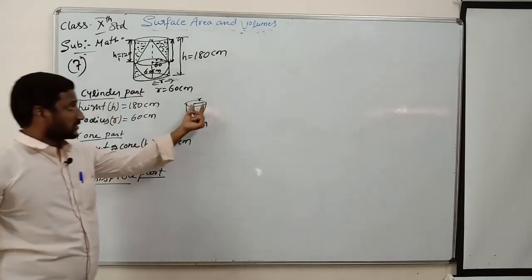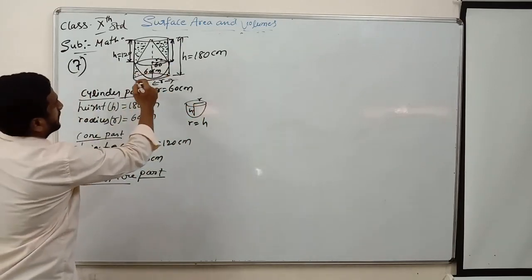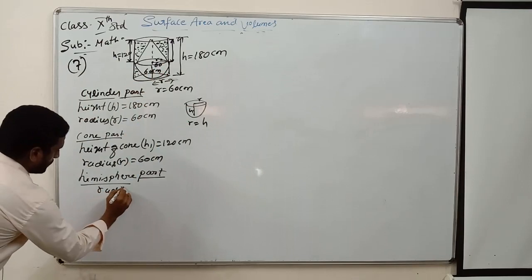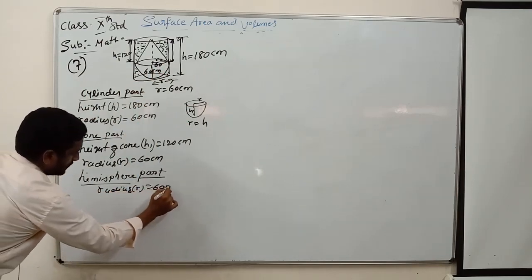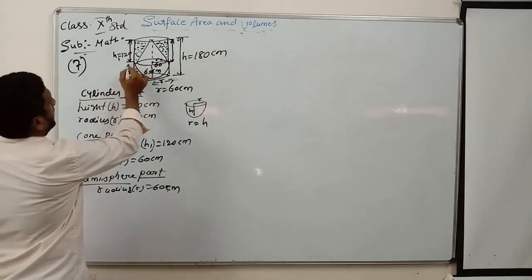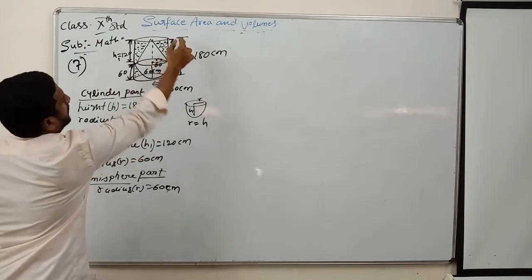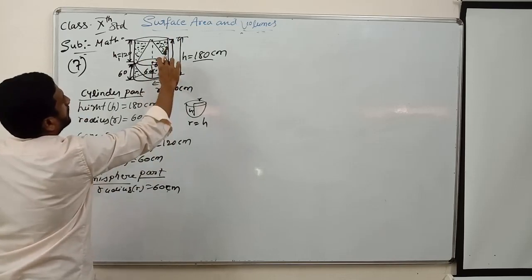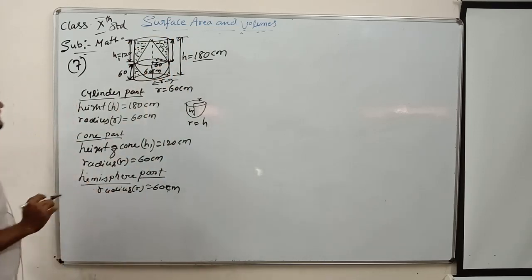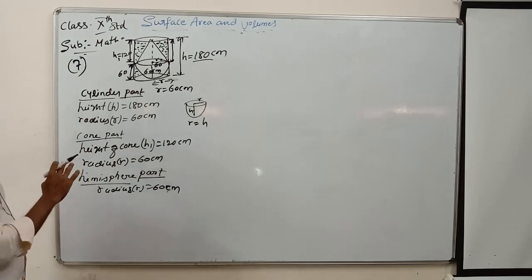So whatever the radius is, the depth is also the same. Radius and height are the same. Here the radius he has given is 60 centimeter and the depth is also 60 centimeter. So R is 60 centimeter, and the height of the hemisphere is also 60 centimeter. If you take the total height as 180 centimeter and remove the 120 centimeter cone height, you are going to get the hemisphere height. This is all the given data I have written here.